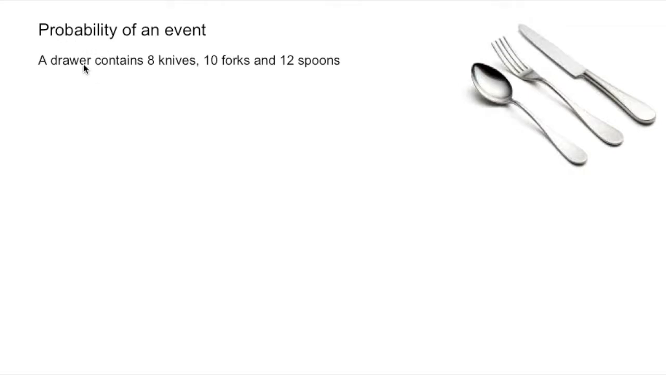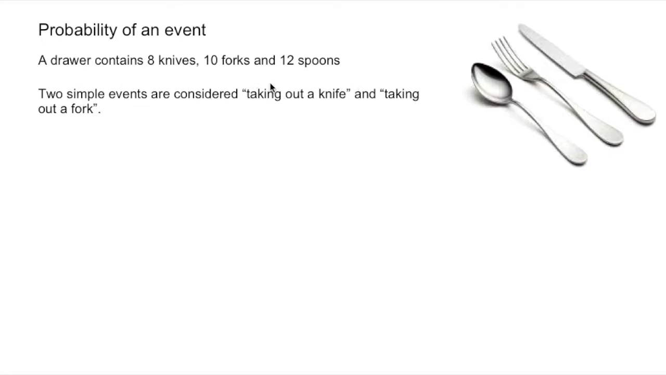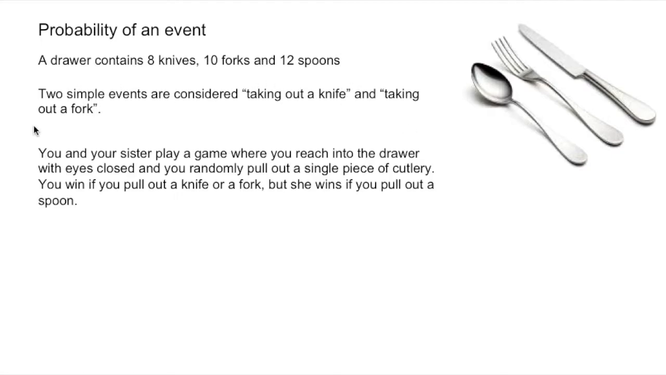Let's look at an example. A drawer contains 8 knives, 10 forks, and 12 spoons. Two simple events are considered: taking out a knife and taking out a fork. So you and your sister are playing a game where you reach into the drawer with your eyes closed and you randomly pull out a single piece of cutlery. You win if you pull out a knife or a fork, but she wins if you pull out a spoon. What's the probability of you winning?